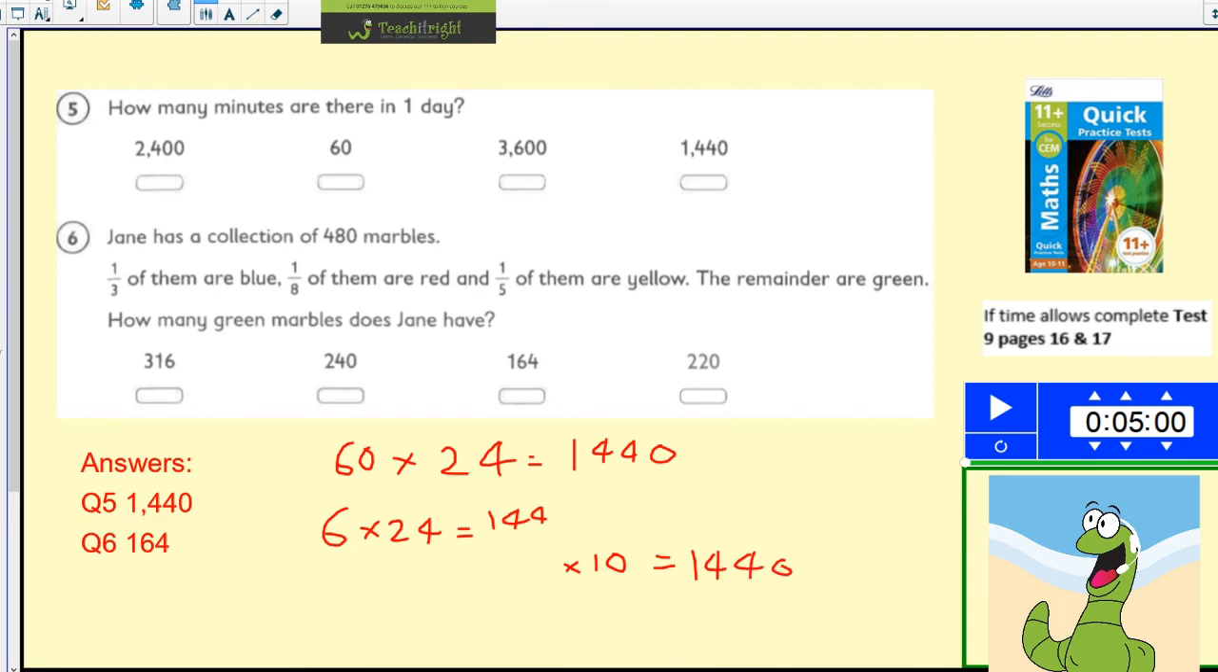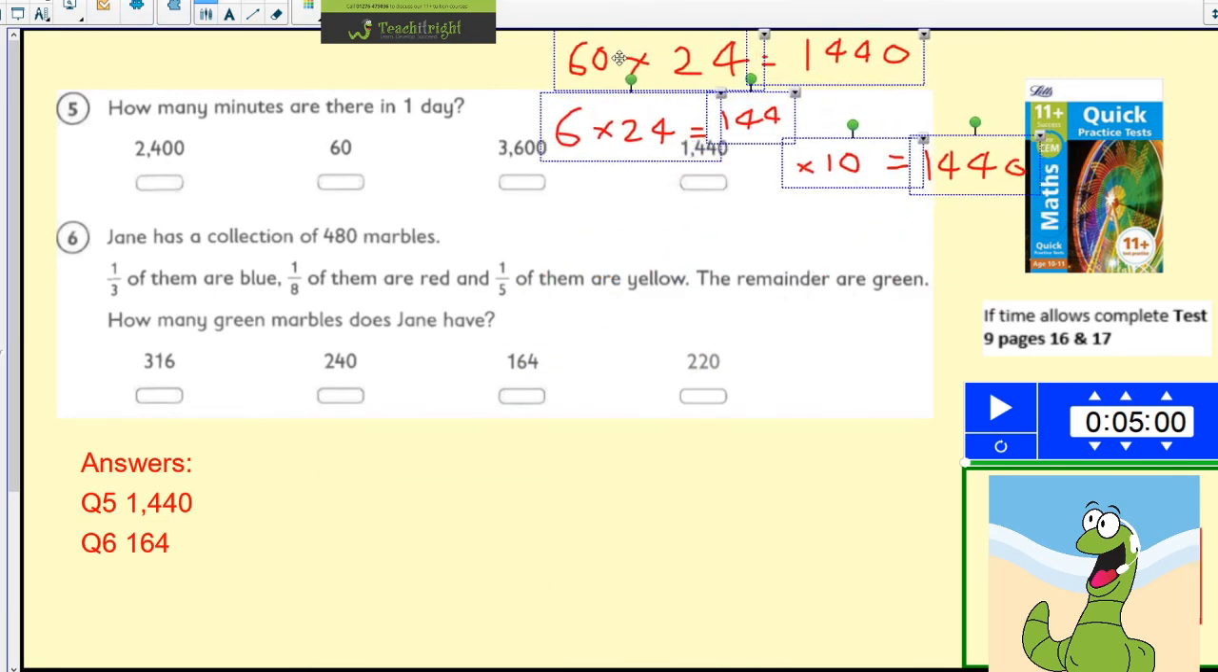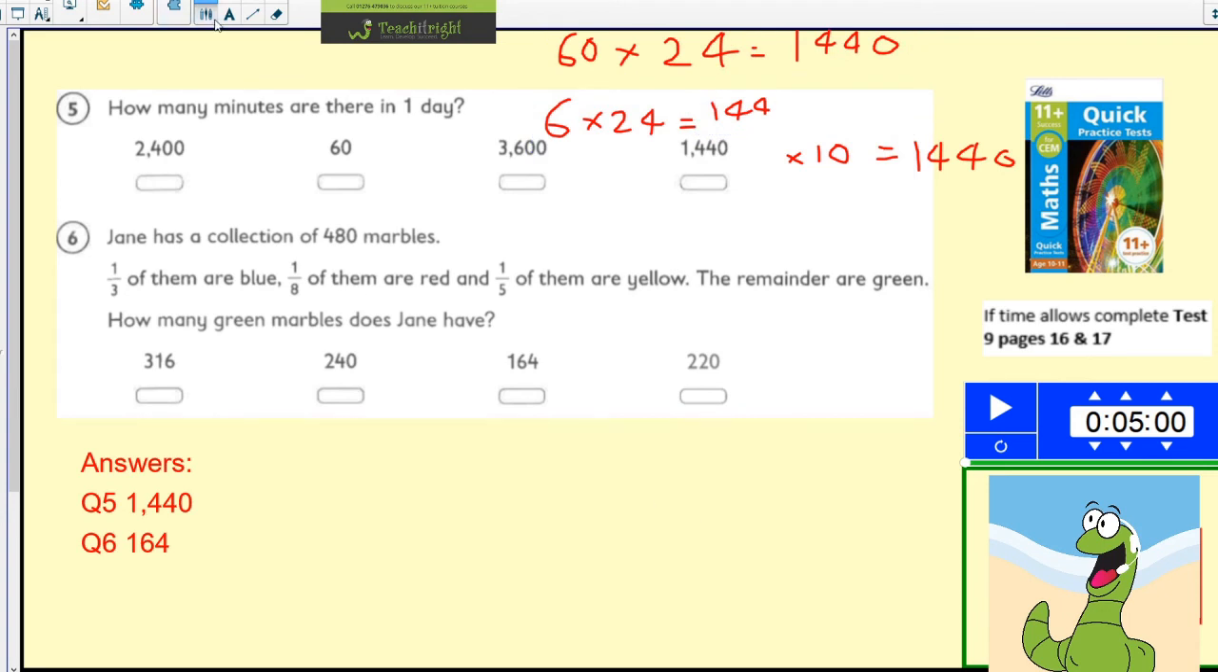Next question, number 6. Let's clear some space. Jane has a collection of 480 marbles. That is a lot of marbles. A third of them are blue, an eighth of them are red, a fifth of them are yellow. The remainder are green. Oh, that's a cool question.